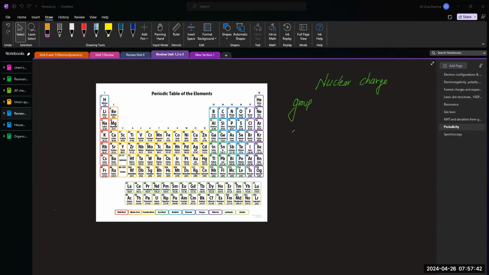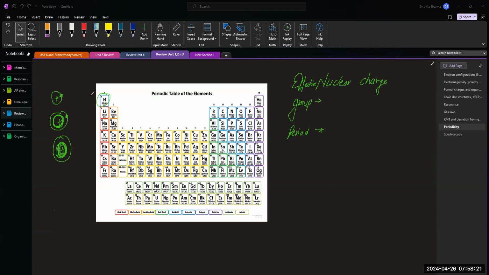Group, period. Effective nuclear charge. This is hydrogen. Here is the electron. Is there anyone in between these two? No. Lithium. Here is the electron. So there is a screening here. These electrons are screening the nucleus. Sodium. These electrons are screening the nucleus.